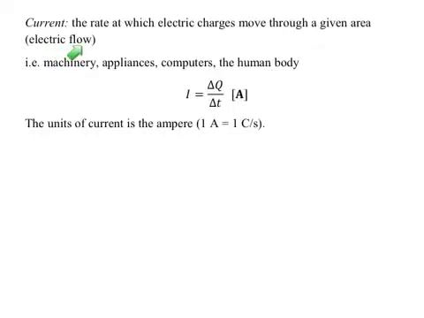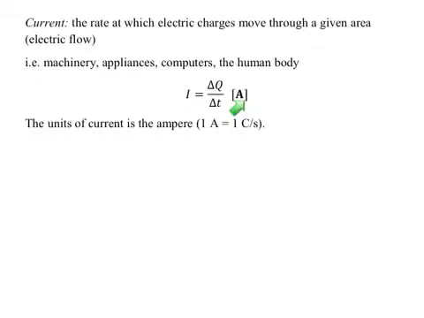Now the formula here is I equals delta Q over delta T, where delta Q is the change in charge. Okay, the electric charges that move through a given area over a given time period. So it's a rate, given time period. So how many coulombs pass per second over a given cross-sectional area? And the units of current are ampere, abbreviated with capital A, and named after Andre Marie Ampere.